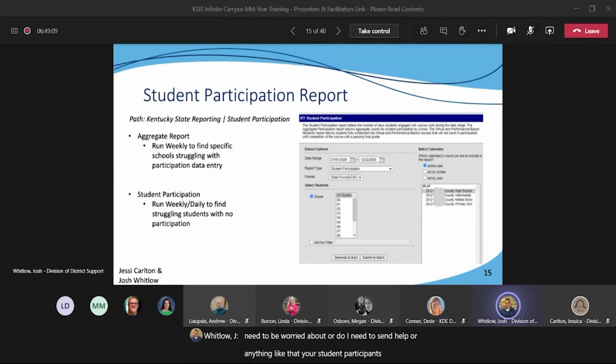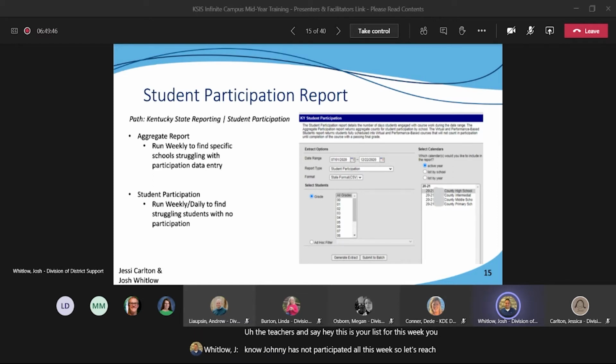Your student participation report can be run weekly or daily. That's what I would be doing if I was still in the district. And that's going to find students who are struggling with no participation. Your attendance clerks can be running that as well. If they do not have access to this report, I do recommend that they do have access, and that can help you all as a DPP or whoever your system admins are. They can run this to help out the teachers and say, hey, this is your list for this week. Johnny has not participated at all this week, so let's reach out to him and see what's going on.